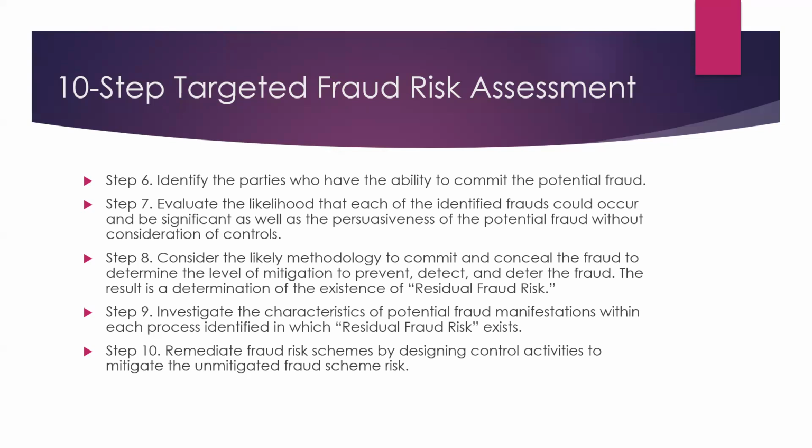Step 8, consider the likely methodology to commit and conceal the fraud to determine the level of mitigation to prevent, detect, and deter the fraud, and the result is a determination of the existence of residual fraud risk. So in step 8, after we know the risk, we have to determine what factors the organization has in place to prevent, detect, and deter each of those risk factors. This is going to fall in line with the COSO framework and the 5 elements of internal control. So what have they done? So here's the risk. What have they done to prevent, detect, or deter this risk?